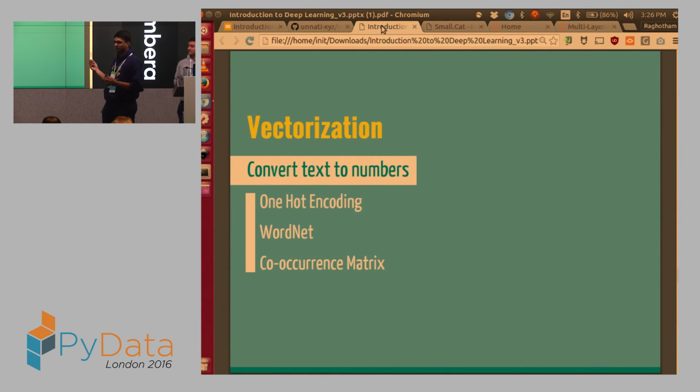Here in natural language processing, you're converting text into numbers because computers understand numbers better, and there are different ways of doing it. One is called one-hot encoding. What you do with one-hot encoding is you take the position, the index of the word, and you just encode it based on however big the dimension you're looking at.